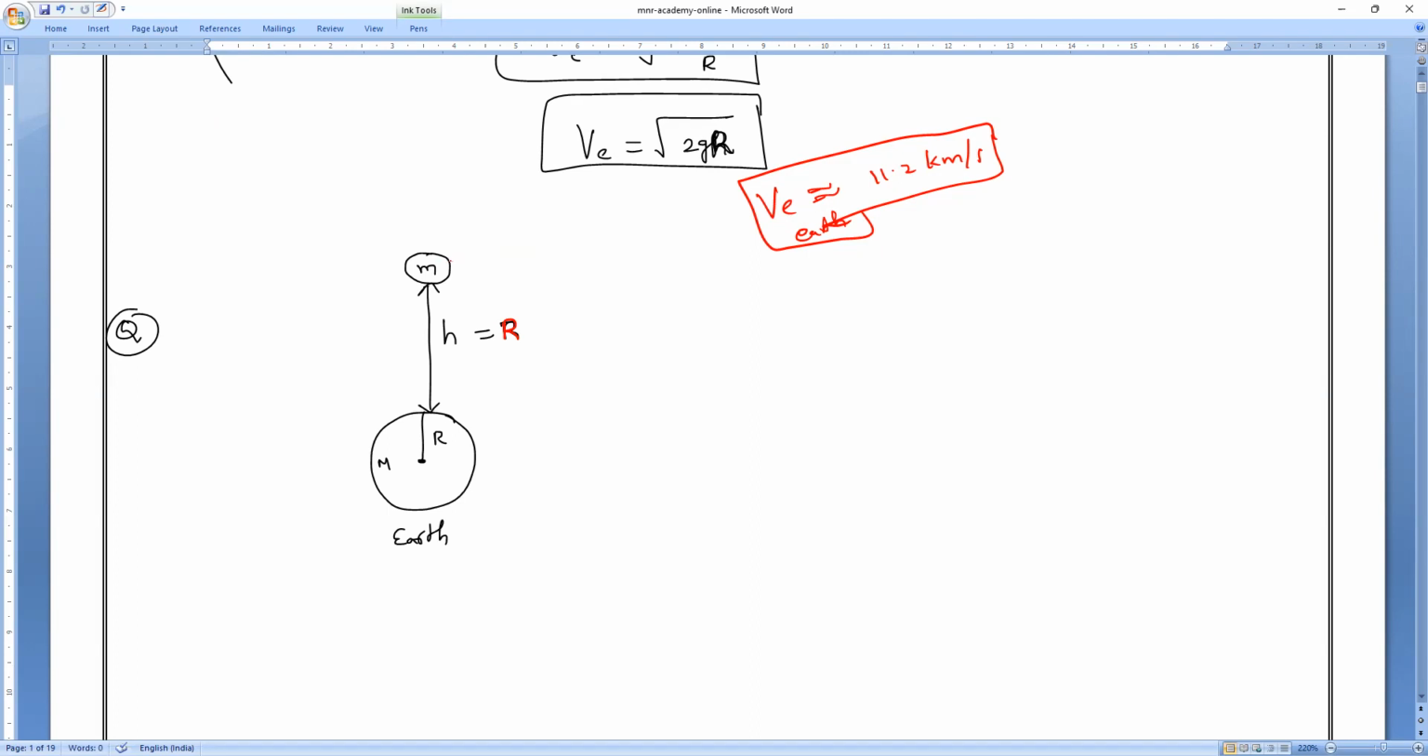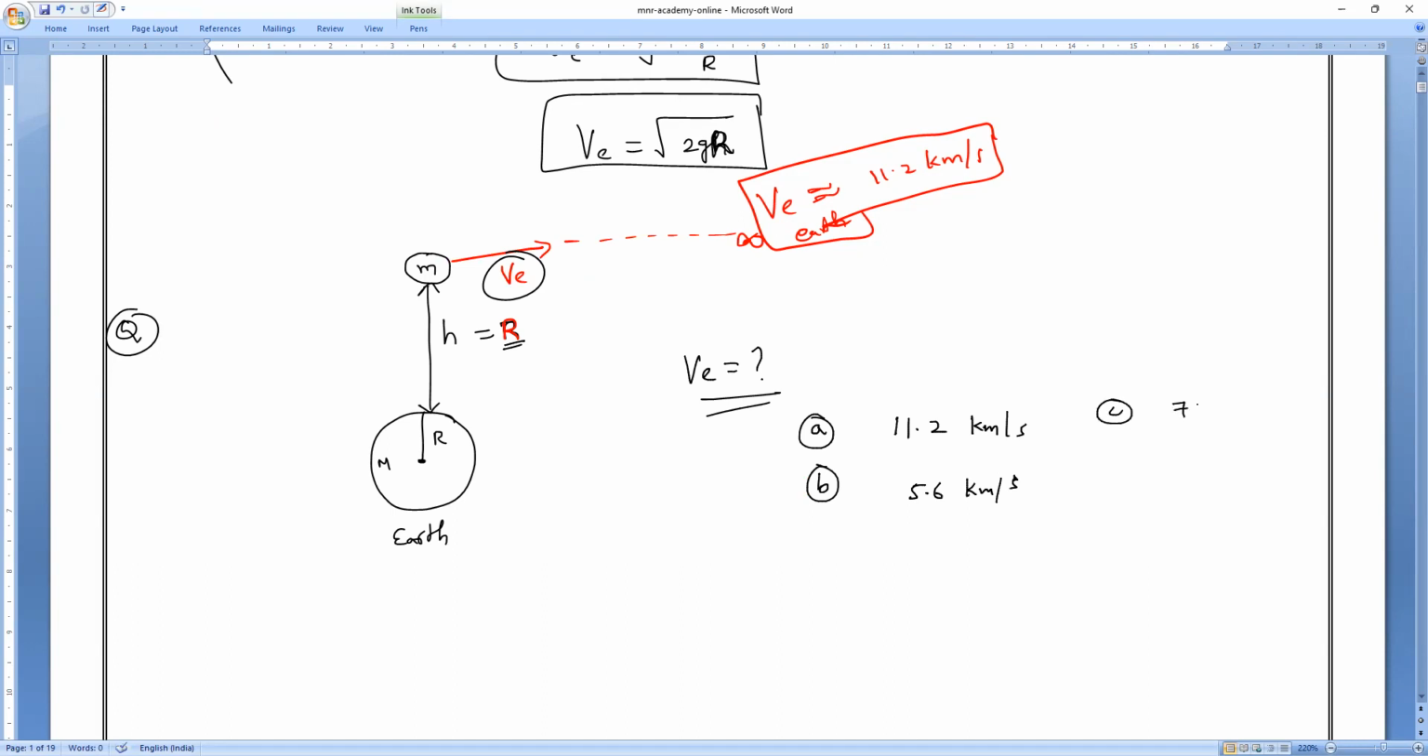Clear, Mr. Rudreswar? Now, from there, it has been projected with the escape velocity, so that it will go to infinity. So we are finding the escape velocity. What is this escape velocity, if projected R distance above the surface of the Earth? That is the question. Option A, 11.2 kilometer per second. Option B, 5.6 kilometer per second. Option C, 7.9 kilometer per second. Option D, 6.1 kilometer per second.